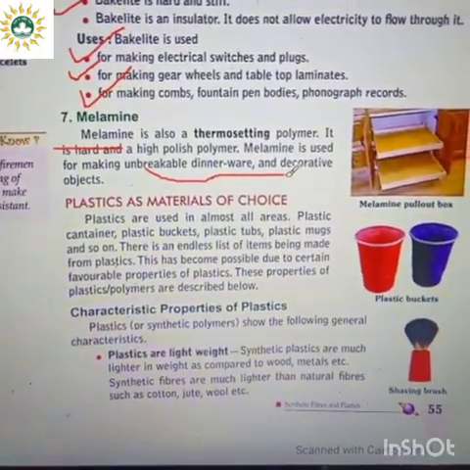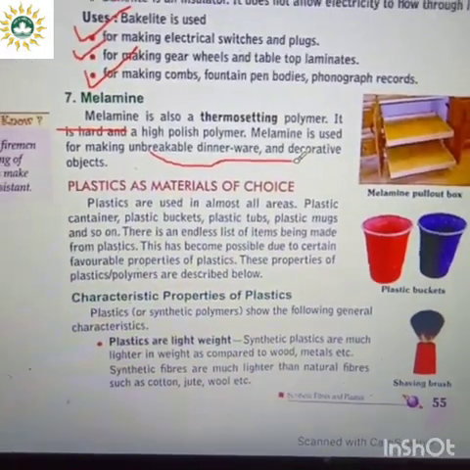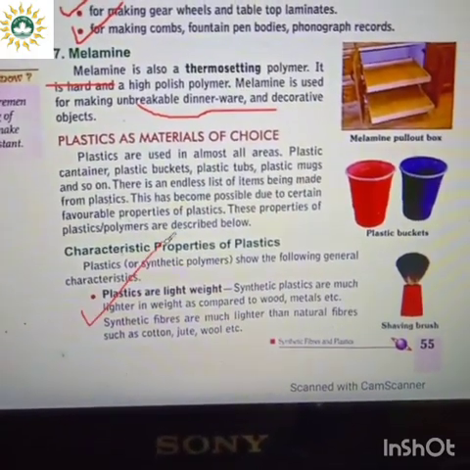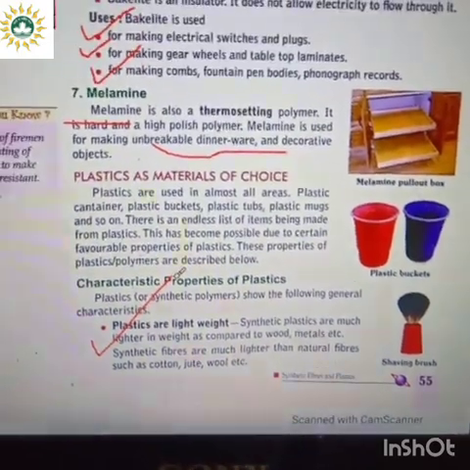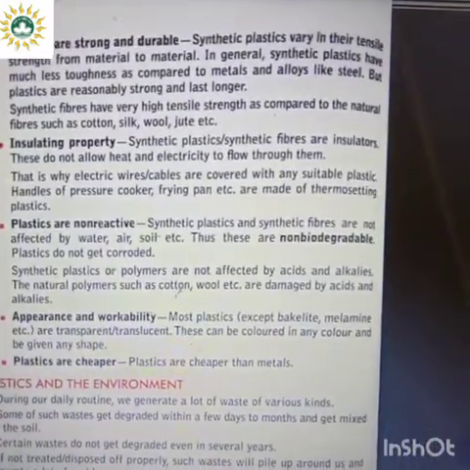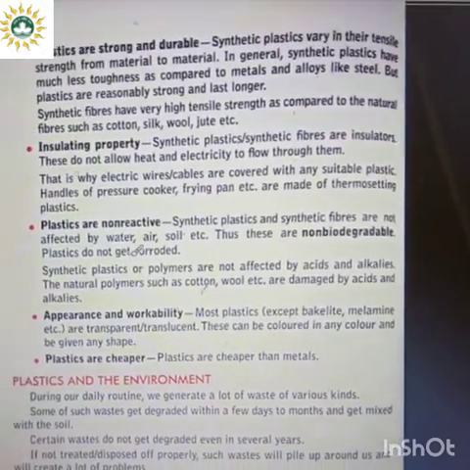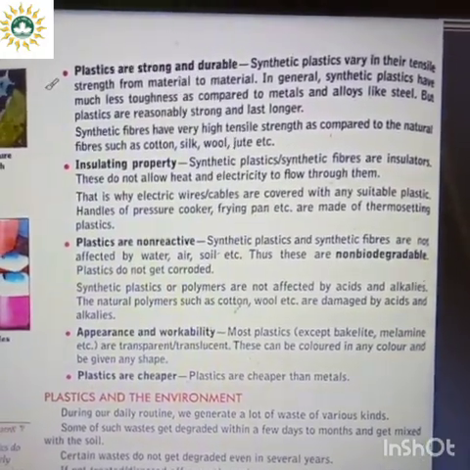Now class, coming on to plastic, why do we choose plastic as a material of choice? Right? We use buckets, we use plastic tubs, plastic mugs, containers, and so on. And why? Because first of all, plastics are lightweight. So it is very light in weight as compared to any other material, wood and metal, and that is why we use plastics. Plastics are durable and very strong, so that is why also we use plastic, right? In comparison to any other materials or any other metals.